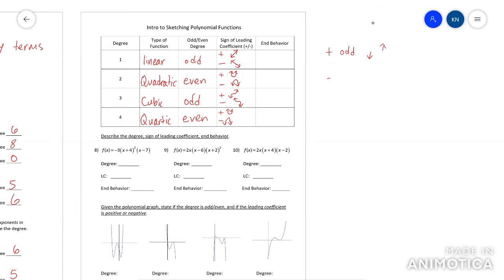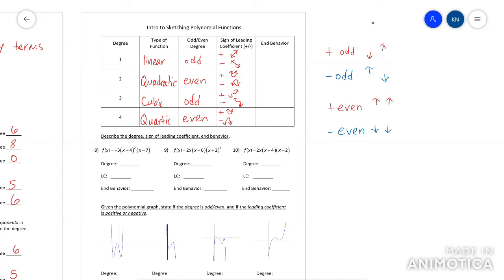If you have a negative odd function, let me do that in a different color. If you have a negative odd function, it's going to look like this. If you have a positive even function, they're both going to be going up. And if you have a negative even function, they're going to both be going down.